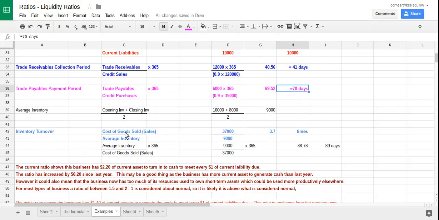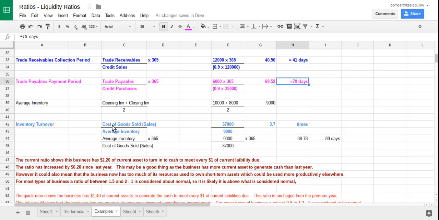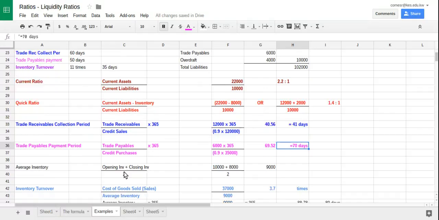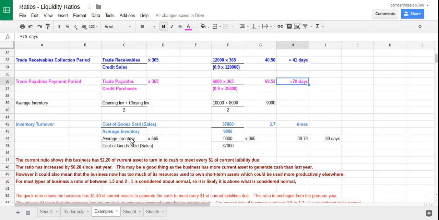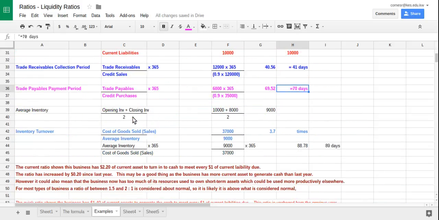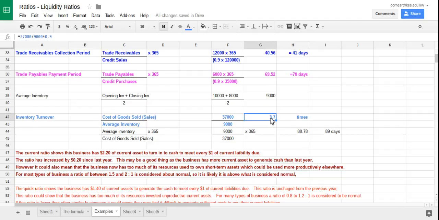Inventory turnover. We discussed this a little bit at the start. Cost of goods sold. So again, we're going back here to this figure now, not to the purchases figure. And the first one, we will divide that by the average inventory. Average inventory is opening plus closing inventory divided by 2. And we write it, if we're doing the formula this way, as 3.7 times. So we use a decimal, ideally to 2 decimal places. That means that the goods for this business change 3.7 times during the year.